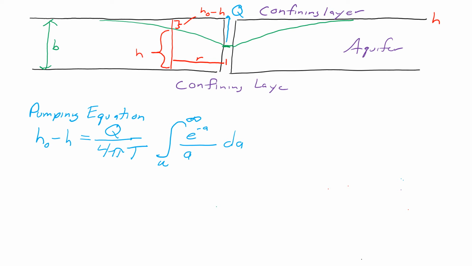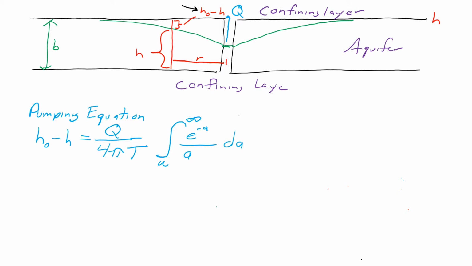So here's the equation. And if you look at it, the first part of the equation, H naught minus H, that's the drawdown. That is this quantity right here. Remember, this equation is telling us how far the water table is going to dip down due to somebody's pumping at some distance away from their well.